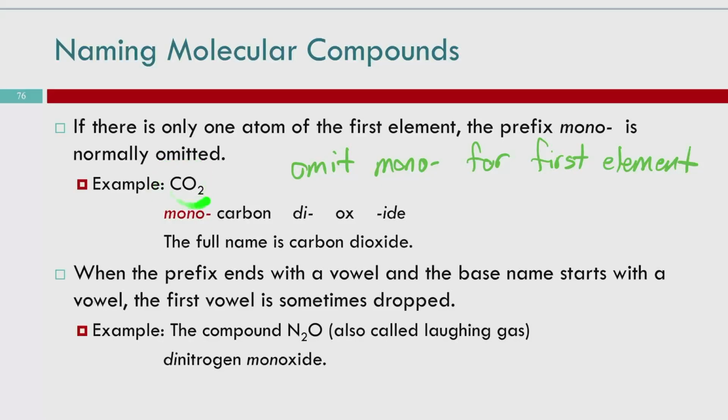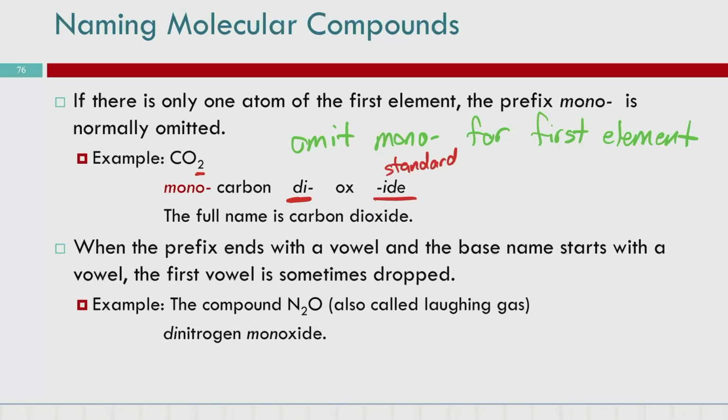So for example, CO2, we've got carbon first, so mono, then the name of the thing, but we omit the mono, so no mono. Carbon. Then we've got oxygen. We've got 2 of them, so we use the prefix for 2. Di. The base for oxygen, and then change the ending to IDE. So that IDE is standard, normal. So our full name for this is carbon dioxide, CO2.